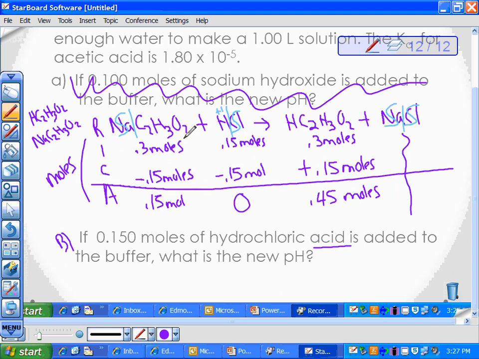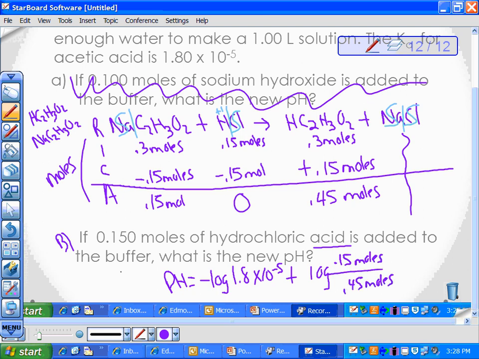We've got acetic acid and sodium acetate. So that's a salt. That's a weak base. We can use Henderson-Hasselbalch. So we will take negative log of 1.8 times 10 to the negative fifth, which is our Ka. pKa is what that is, plus the log. And our base this time is over here, 0.15 moles divided by 0.45 moles. And we will find the pH for this one to be 4.26.